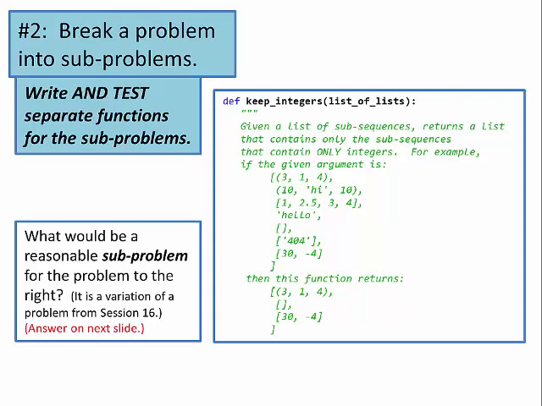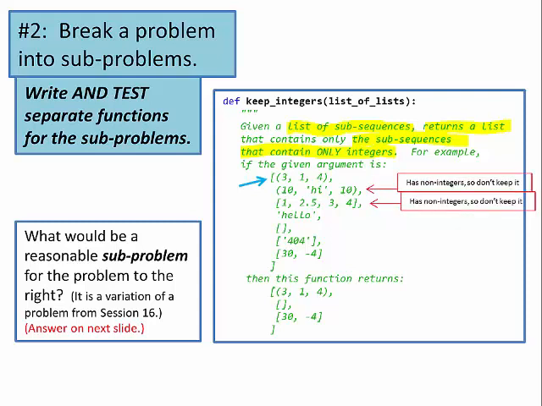Here's an example. In one of the problems, you were given a list of subsequences, and you were to return a list that contains only the subsequences that contain only integers. For example, if the given argument is this list, you'd go through, you'd look at 3 1 4, only integers, keep it. 10 hi 10, no, it's got hi, throw it away. 1 2.5, no, it's got 2.5, not an integer, throw it away.